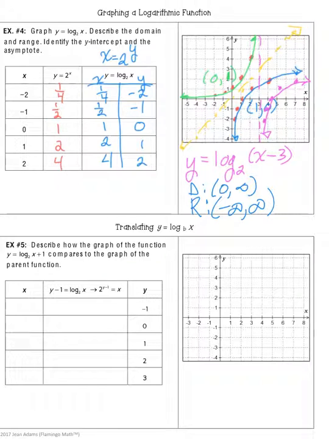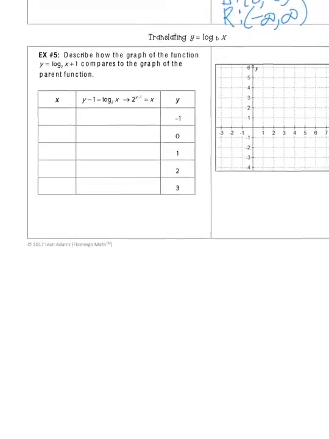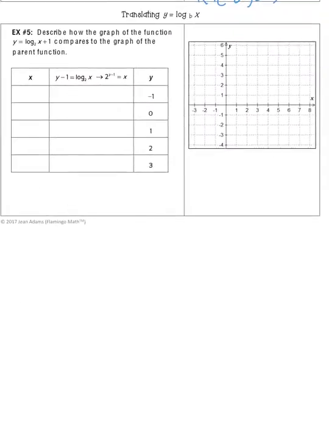All right, and then the other thing they want is the y-intercept. Well, the blue line doesn't have a y-intercept, so it has none. It has an x-intercept at 1, 0. All right, so let's go ahead and go on to example 5.